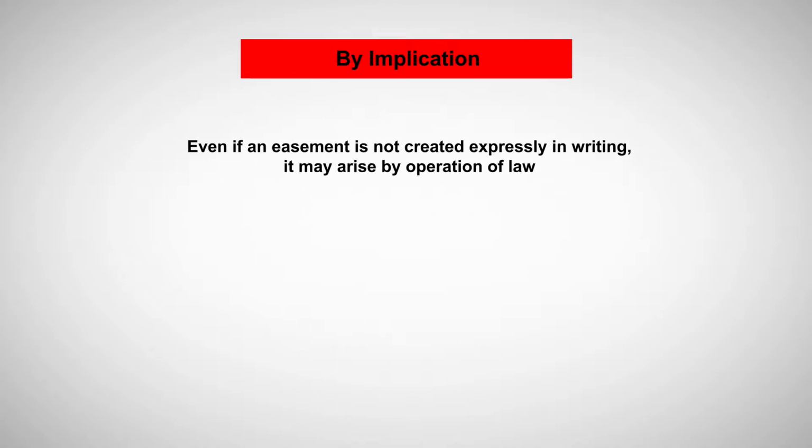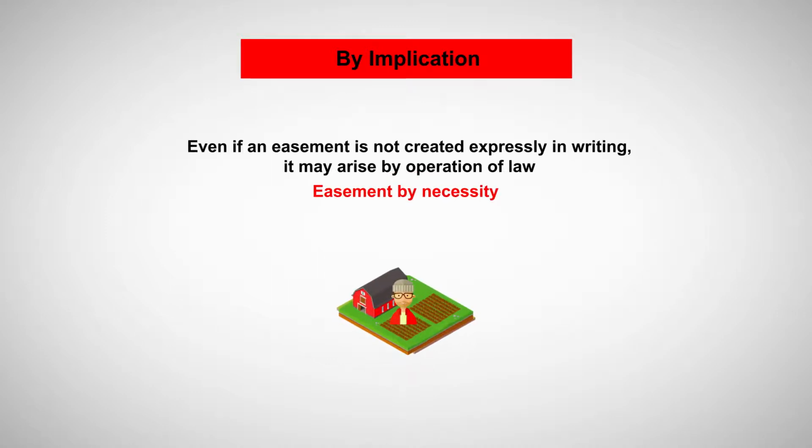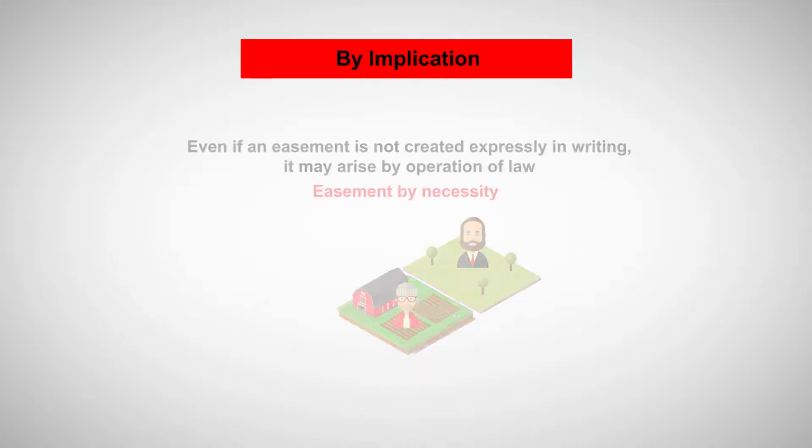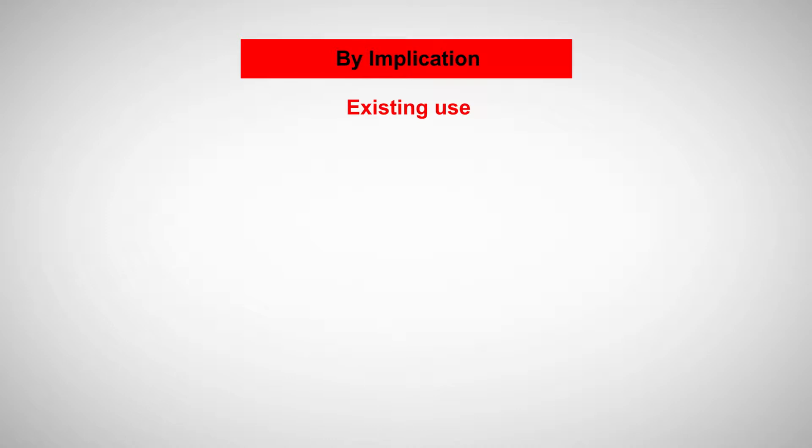Even if an easement is not created expressly in writing, it may arise by operation of law. There are two categories of easements by implication. First category is an easement by necessity. An easement by necessity may, for example, involve an owner who conveys a parcel of land that is landlocked. If the landlocked parcel has no means of ingress or egress except over lands retained by the conveyor or in the possession of another property owner, the right of the purchaser to use surrounding lands to access her parcel is implied. The second category of implied easements are easements implied from existing use.